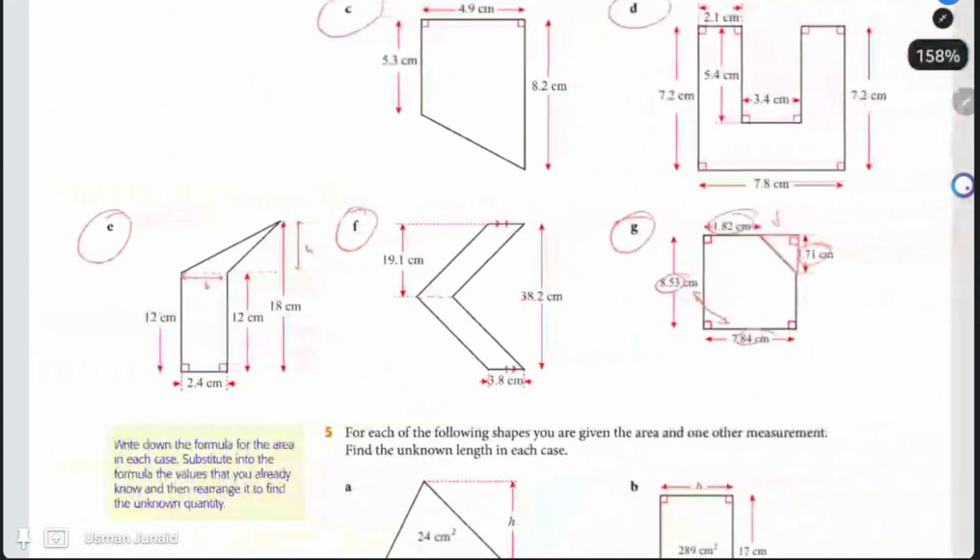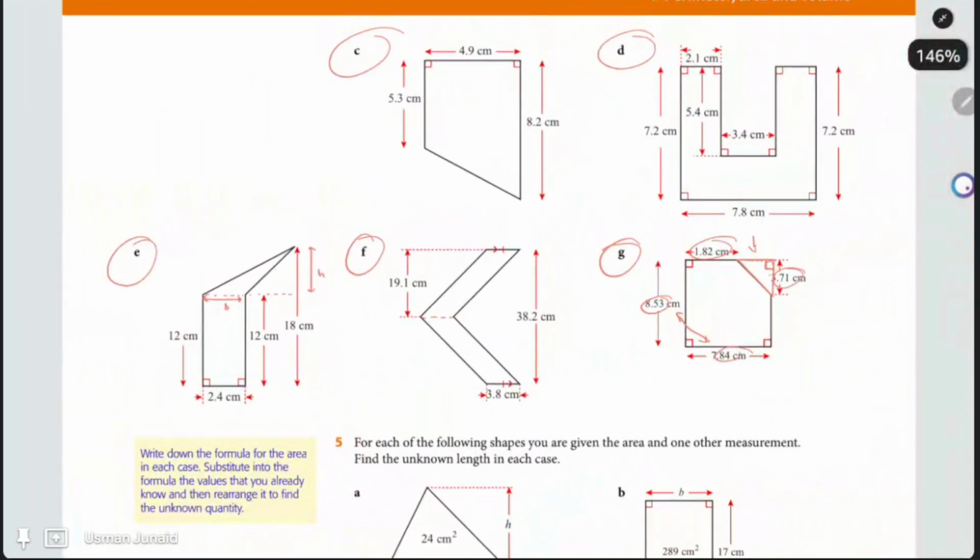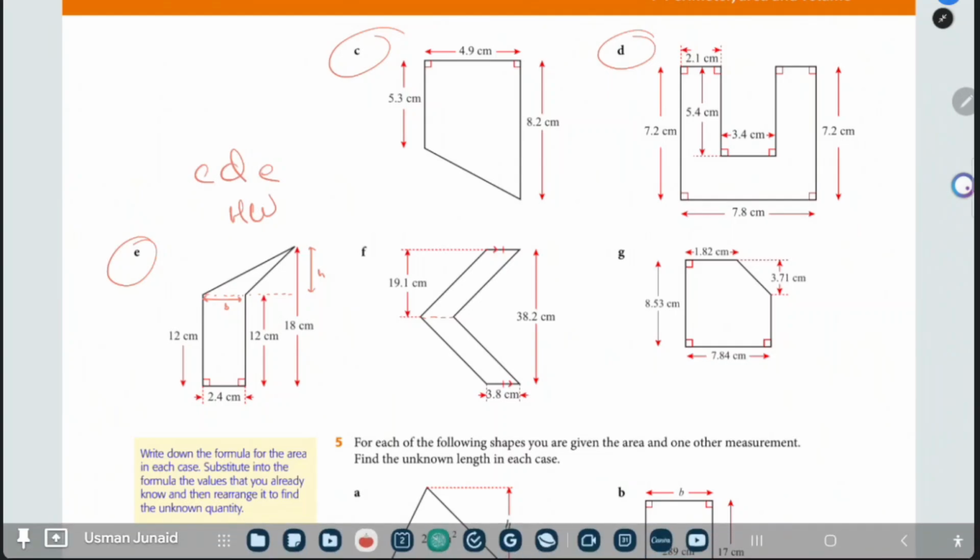Okay. Any further questions? No, sir. सर एक सेकंड शॉर्टेज में. Clear. So your homework is C, D, and E. Okay. I took it. Okay. So let's end here.